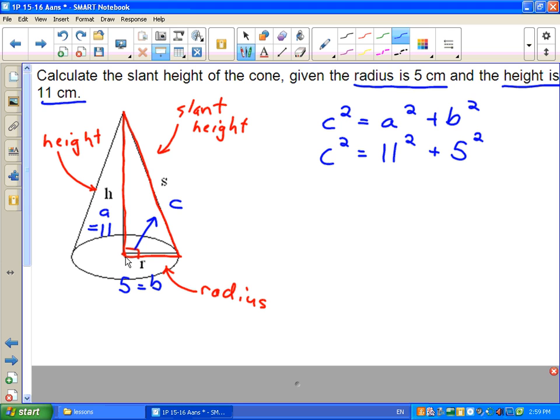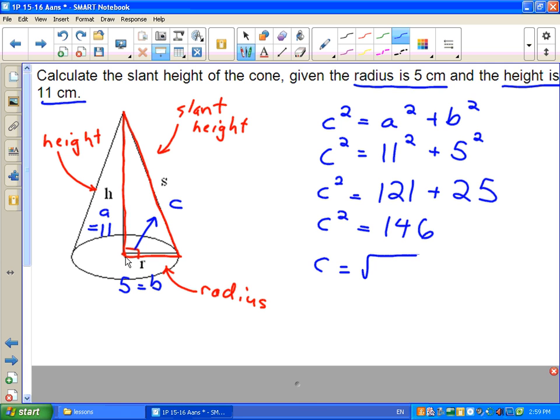So now let's simplify this. I can do 11 squared, 11 times 11 is 121, plus 5 squared, 5 times 5, which is 25. And then I can add those two together. 121 plus 25 gives me 146. And now I can solve this for C. C is going to be the square root of 146.